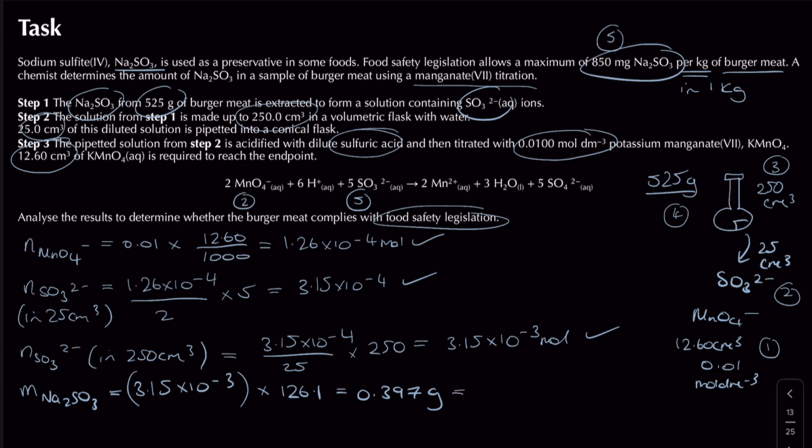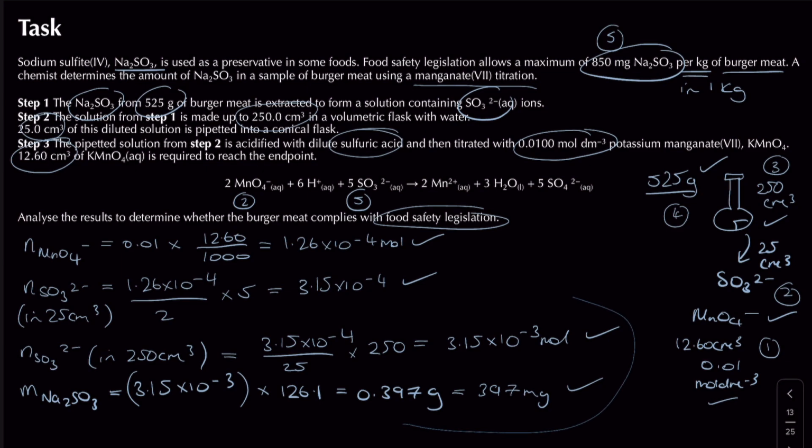Now that's how many grams we've got, but to make life easier I'm going to convert it into milligrams. So I'm going to times it by 1,000. I end up with 397 milligrams. So there's our next step done. We've worked out our number of moles of manganate ions, of sulfite ions in 250 centimeters cubed, and then our mass of sodium sulfite within the 525 grams as well.